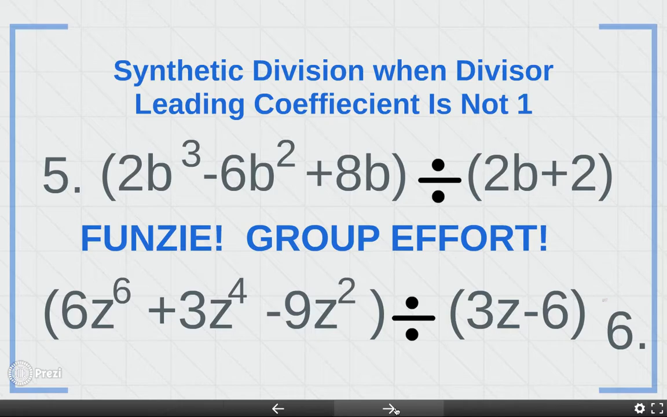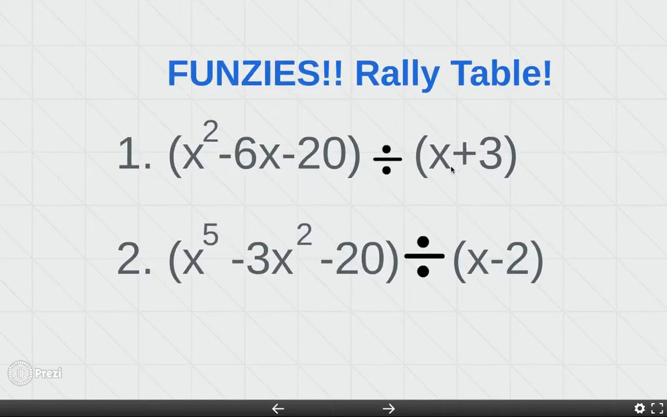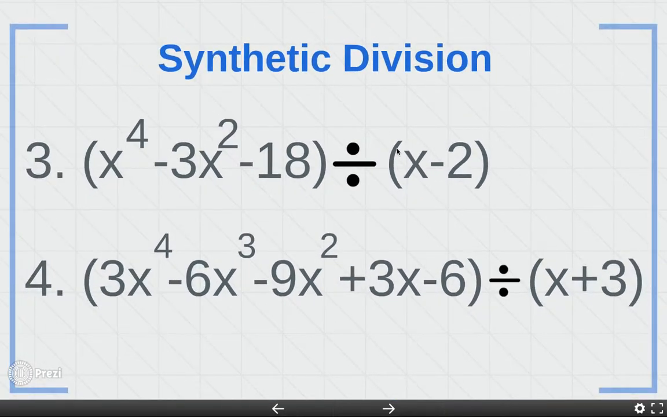Alright guys, now we're still talking about synthetic division, but the leading coefficient of the divisor is no longer 1. If you see, there's a 2 in front of the b here and a 3 in front of the z here. Ignore this 6, I don't know what that is. But anyways, before, when we were solving, the leading coefficient of our divisor was 1. Like the number in front of x right here is a 1, and the number in front of this x was a 1. Same with all the example problems. The number in front of this x was a 1, as well as this x was a 1.